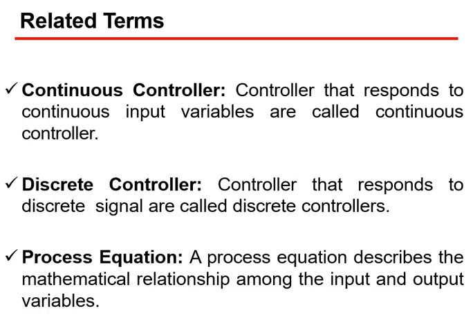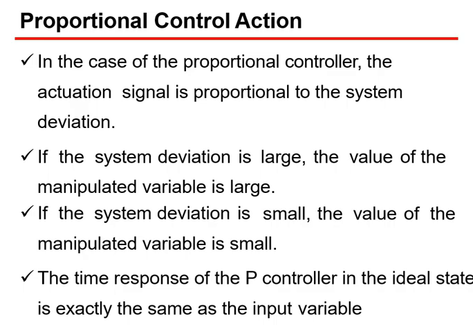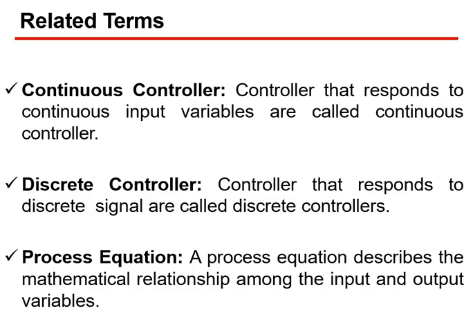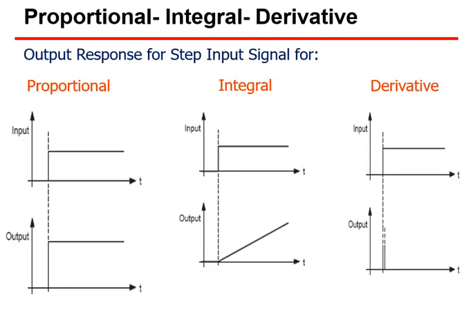Let us start with the proportional control action, but before that, some related terms you must understand. A continuous controller responds to a continuous input variable. Right now we have discussed this. A discrete controller, like an on-off controller, responds to a discrete signal. The process equation describes the mathematical relation between the input and output variables. I think these are basic terms and we have studied this.